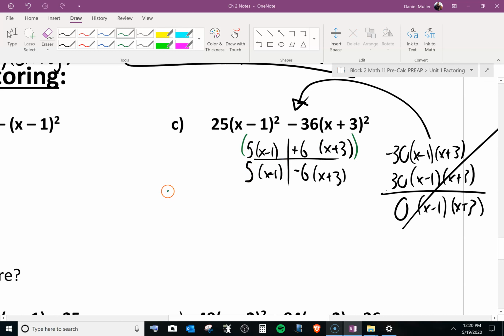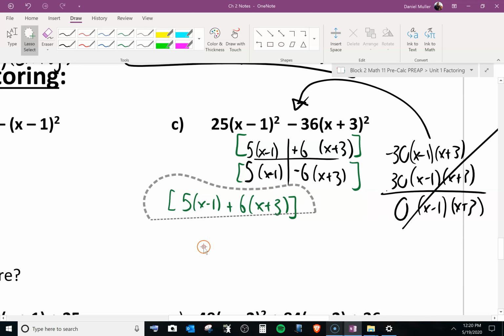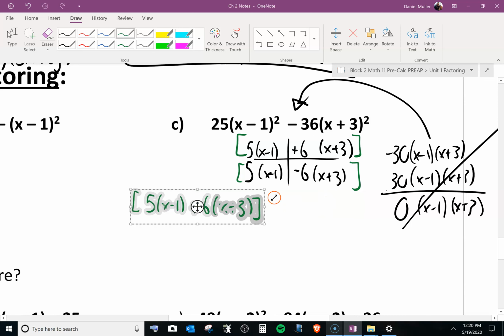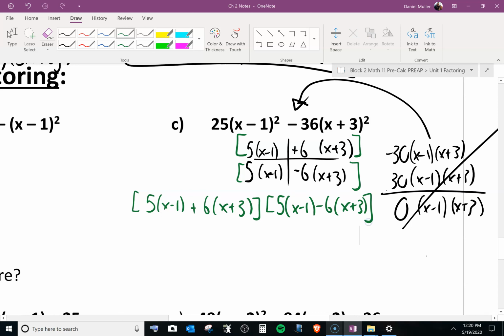So I've got a 5 times (x minus 1), and because I've got round brackets here, I make them square brackets. So I'll do square again here. [5(x minus 1) plus 6(x plus 3)]. That's one factor. Great, I've left myself not enough room. And then the other one is [5(x minus 1) minus 6(x plus 3)]. So I'm just going to erase this part over here.